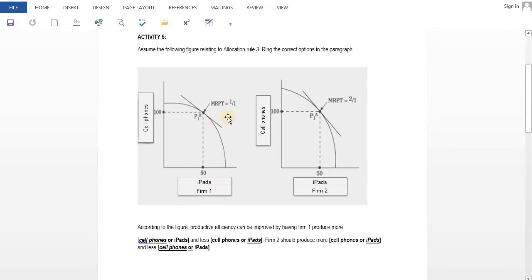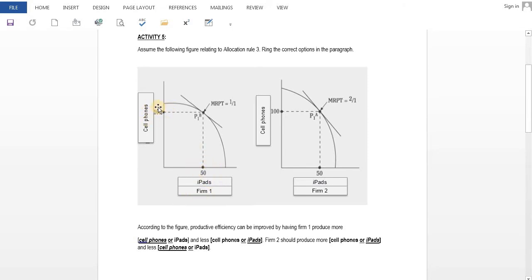It means it is 1:1. What do I mean by 1:1? It means for 1 unit of cell phone foregone, it gives out an additional unit of iPads. That simply means that if firm 1 sacrifices 1 unit of producing cell phones, it would make an additional iPad in this case.